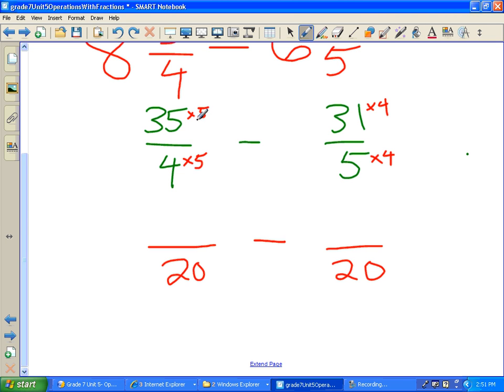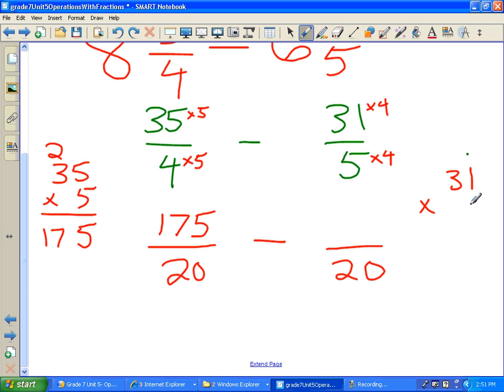So 5 times 35, you can either work that out on your calculator or just do it on the side of your page. 5 times 5 is 25. 3 times 5 is 15, 16, 17. So I've got 175. What's 4 times 31? I can work that out on the other side.